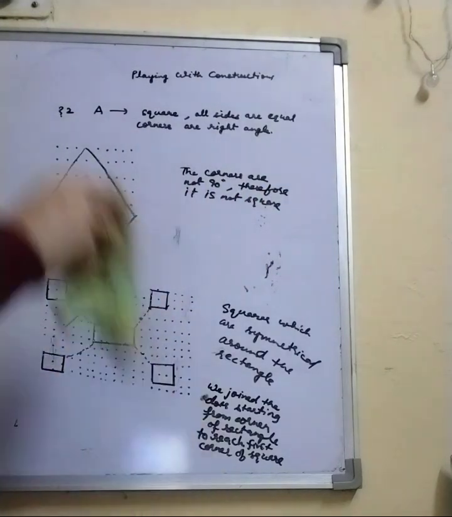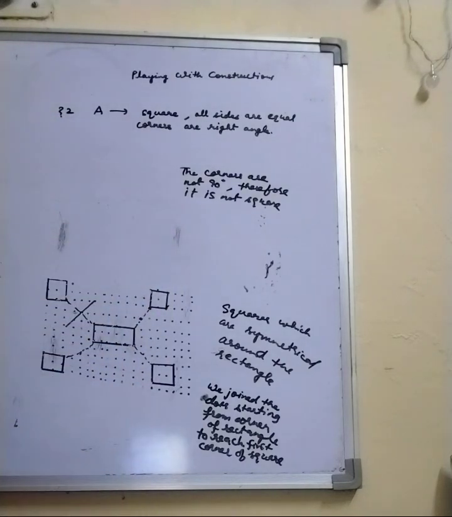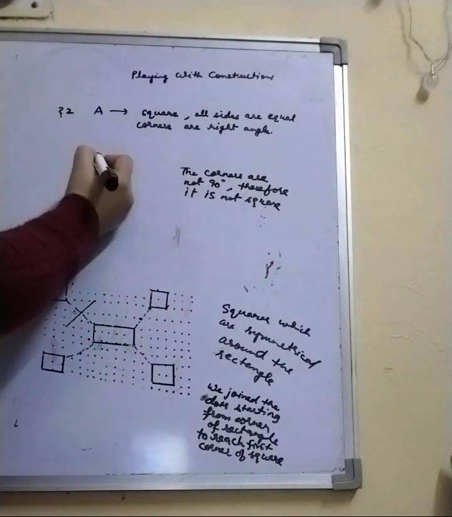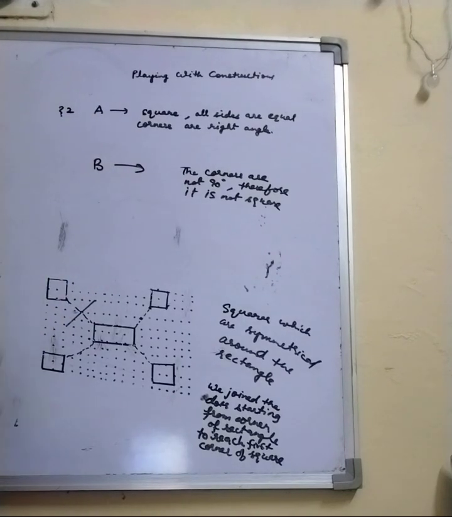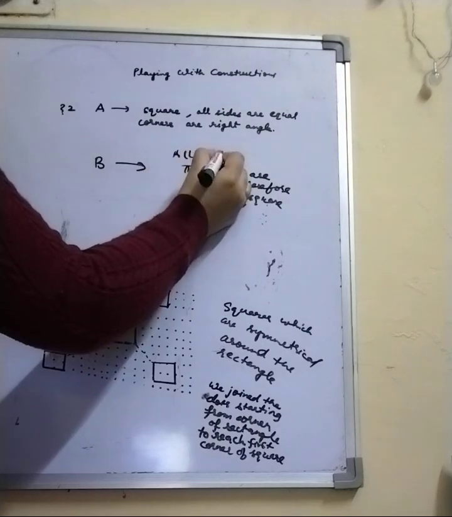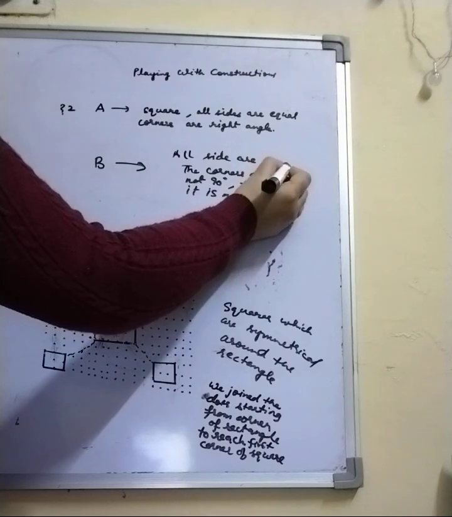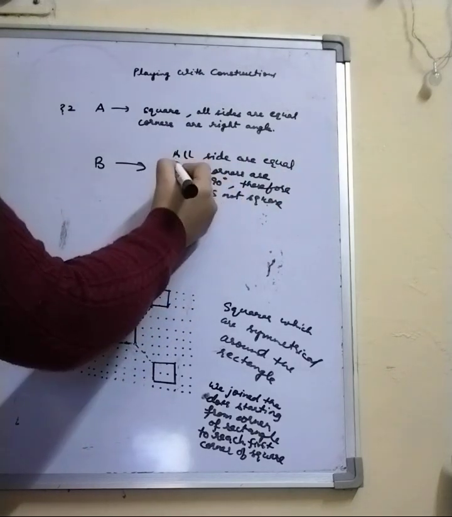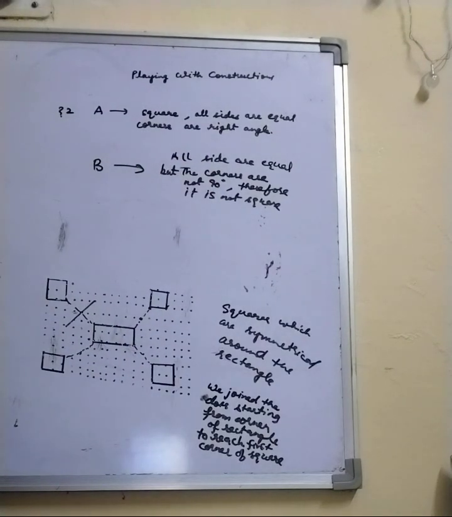Okay, you may not need the figure, just look at the figure in your book. So for B you can say that corners are not 90 degree, all sides are equal, that you get by counting the number of dots. All sides are equal but the corners are not 90 degree.